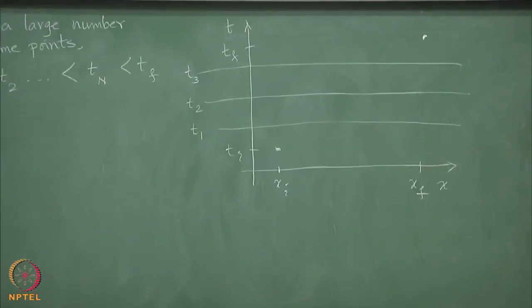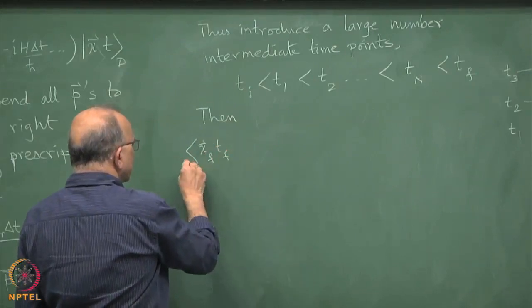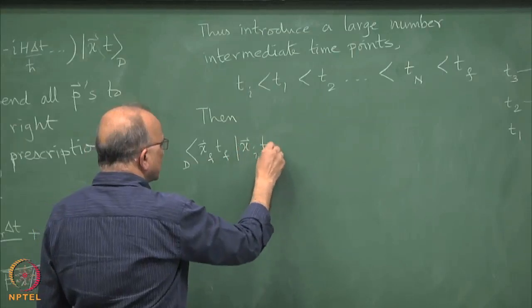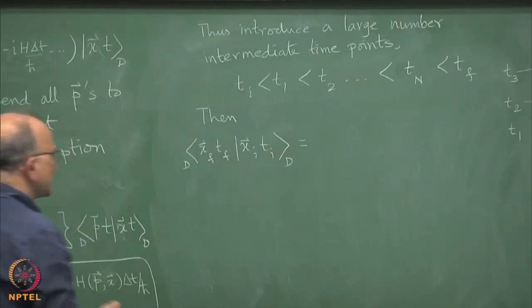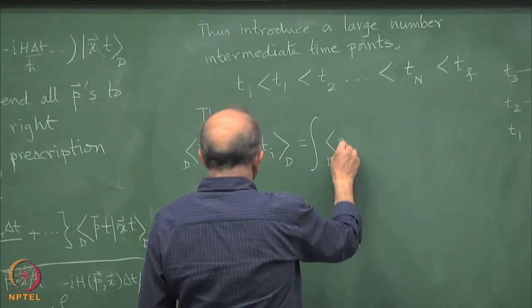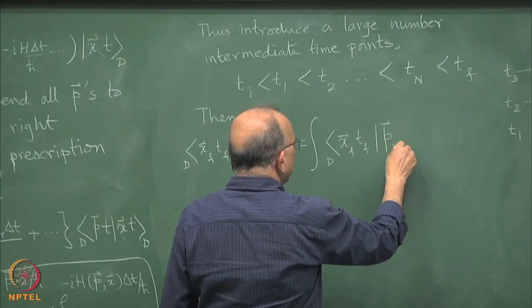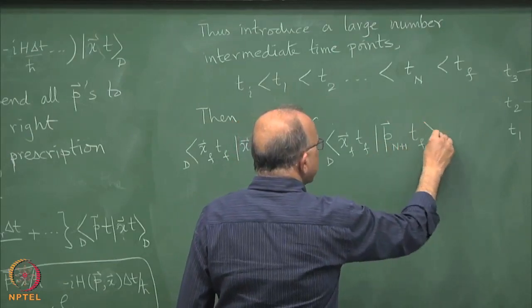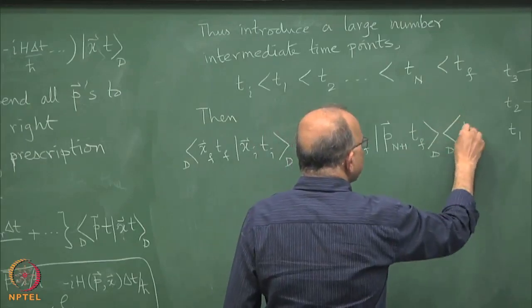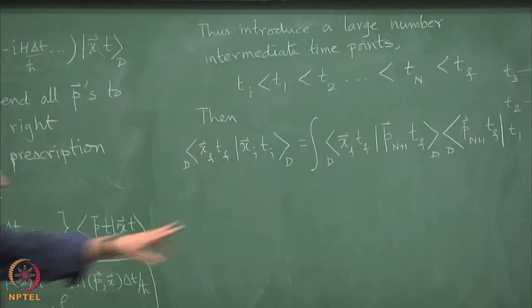It turns out that you have to introduce one more q, one more p than the q's, because we want to write an integral sign, which is going to become a gigantic integral sign in the end: x_f t_f. Now I insert here p_{n+1} t_f, right, this is a complete set of states.